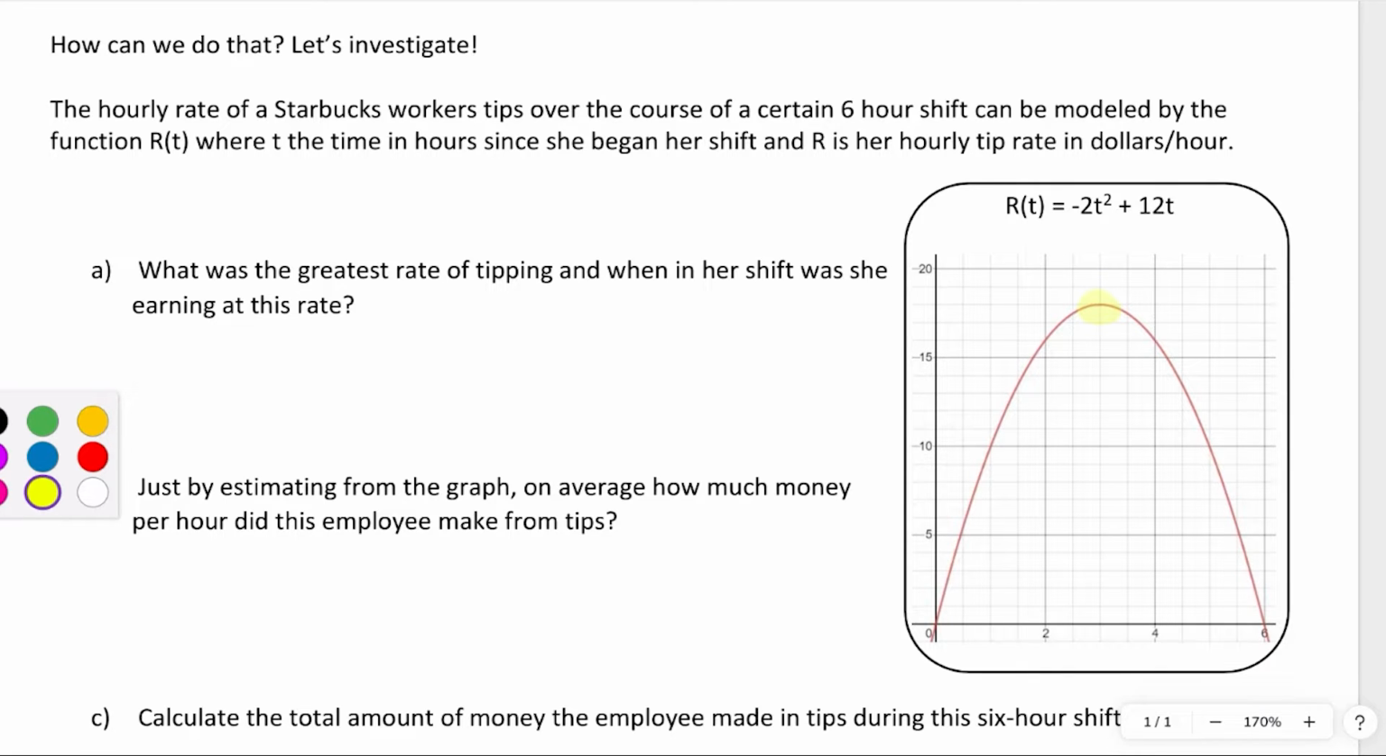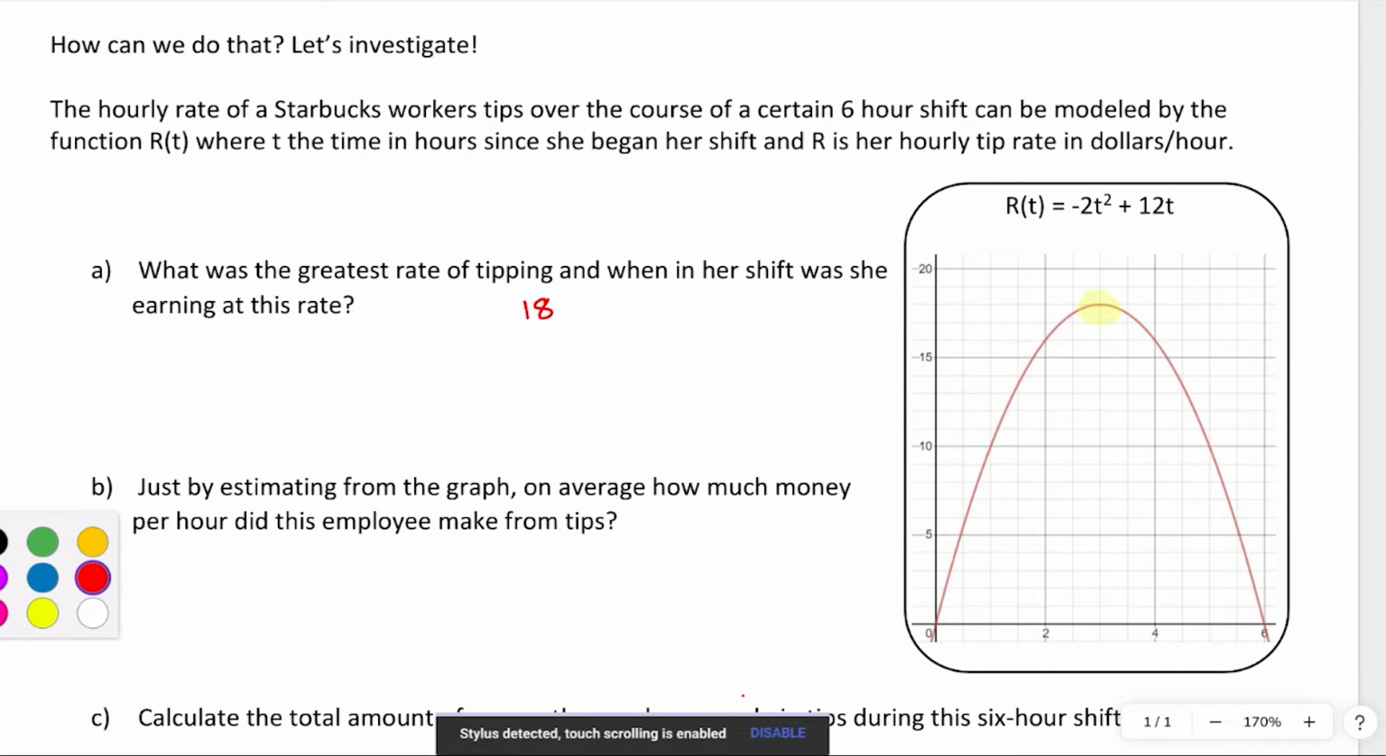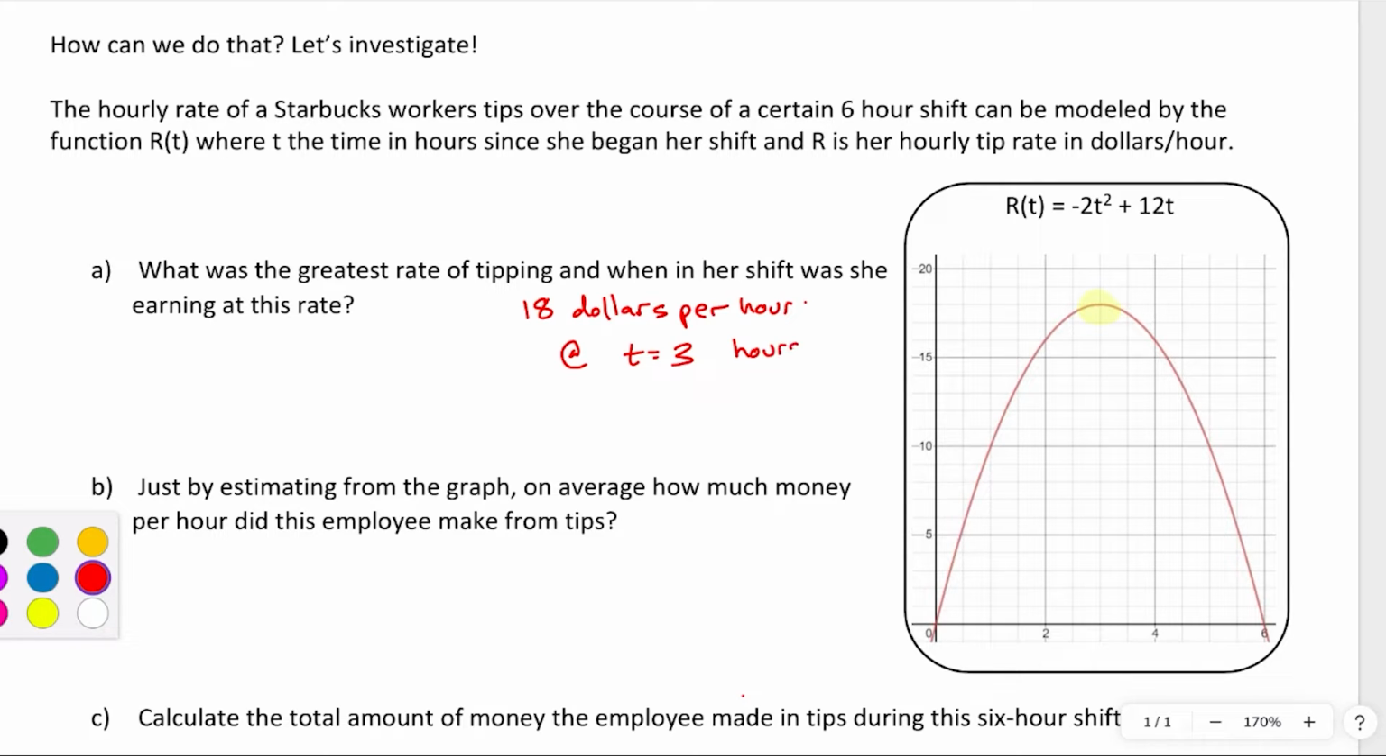All right, so even though with this problem we can tell that it's going to be $18 per hour, let's go ahead and just write our answer here. So the greatest rate of tipping was $18 per hour. And that happened at t equals 3 hours. Now we can see that point pretty clearly on the graph here.